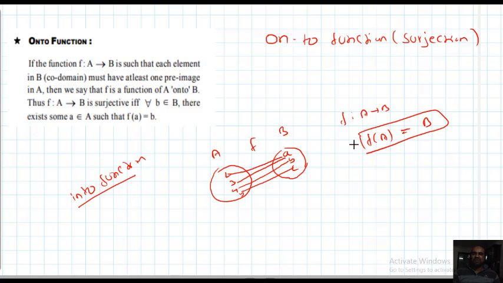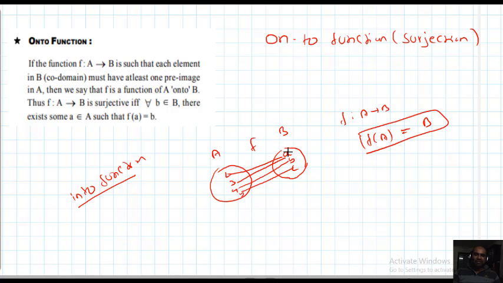Okay, listen students, f is a function from A to B such that f of A equal to B. Then you can say that f is onto function. F of A equal to B, what is the meaning of that? Range equal to codomain. Then you can say that the function is onto function.